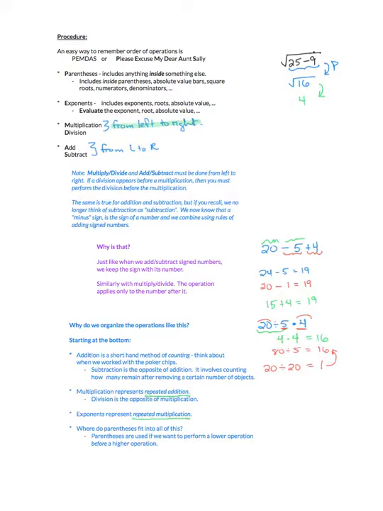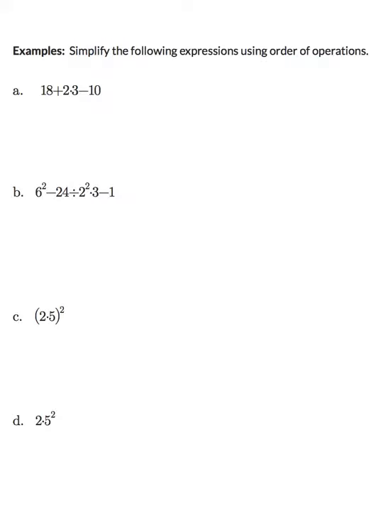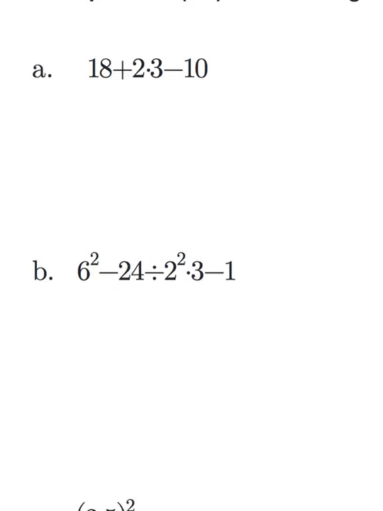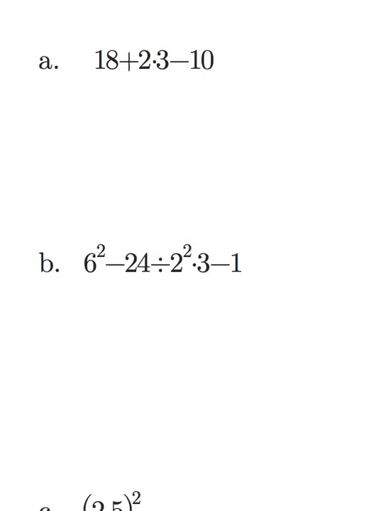So now let's go ahead and look at some examples. We want to simplify the following problems using order of operations. Now, one of the nice things about order of operations and the Please Excuse My Dear Aunt Sally is it does give you a checklist off to the side that you can go ahead and mark off as you go through a problem. So let's go ahead and look at some of these and see what we can do. If we look at A, we have 18 plus 2 times 3 minus 10.